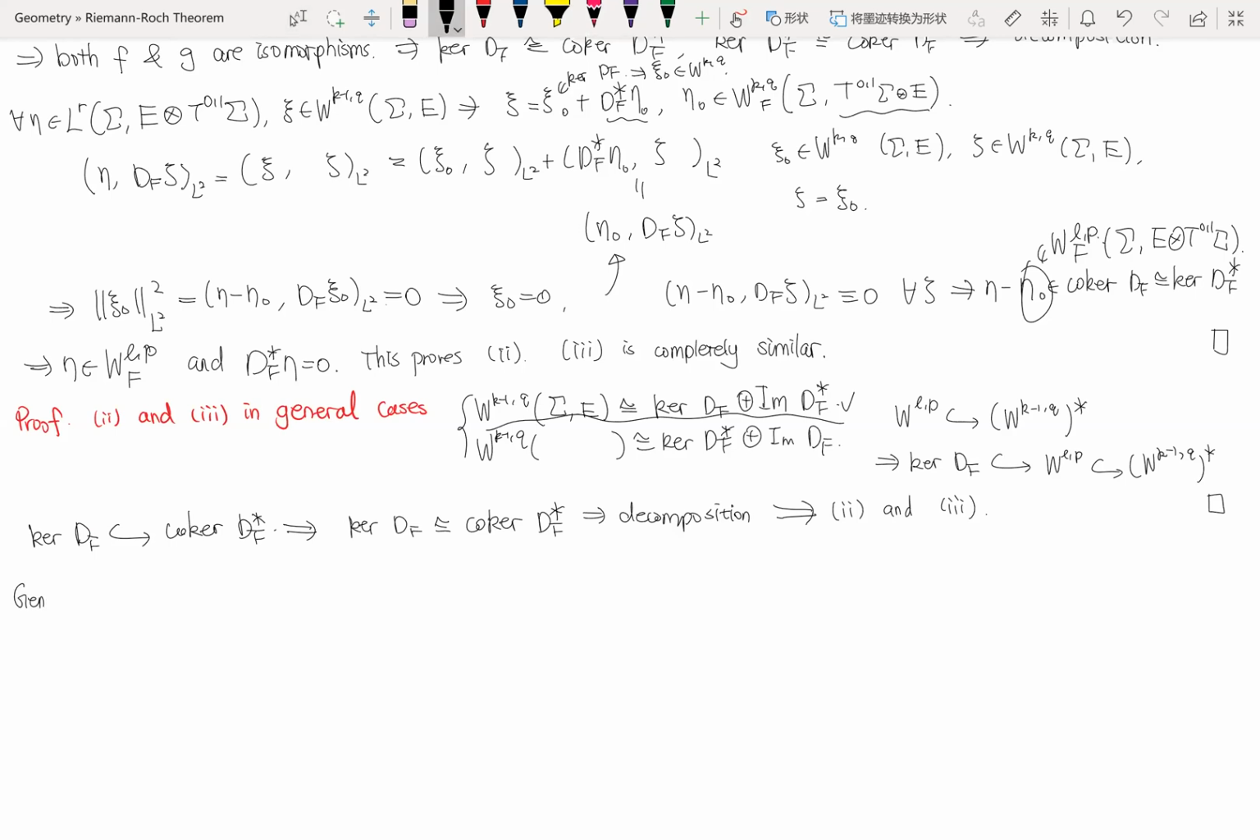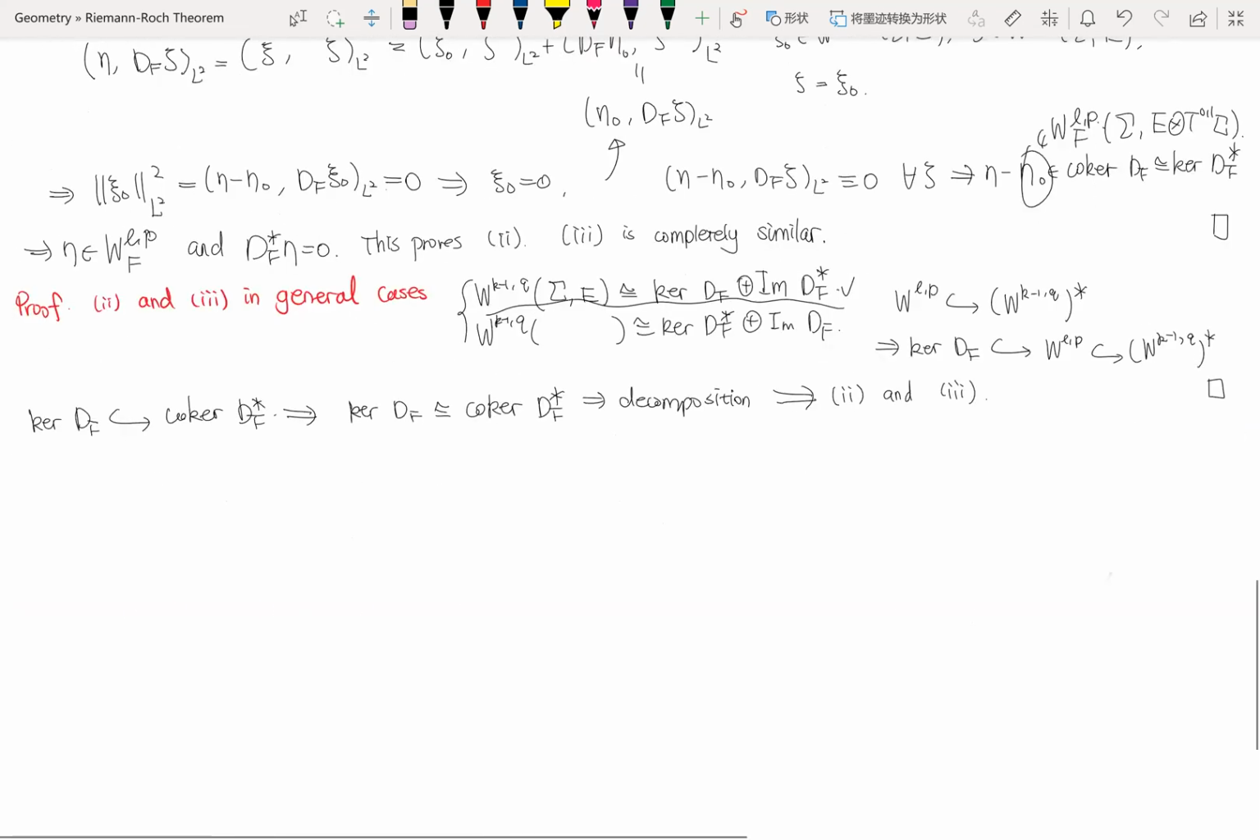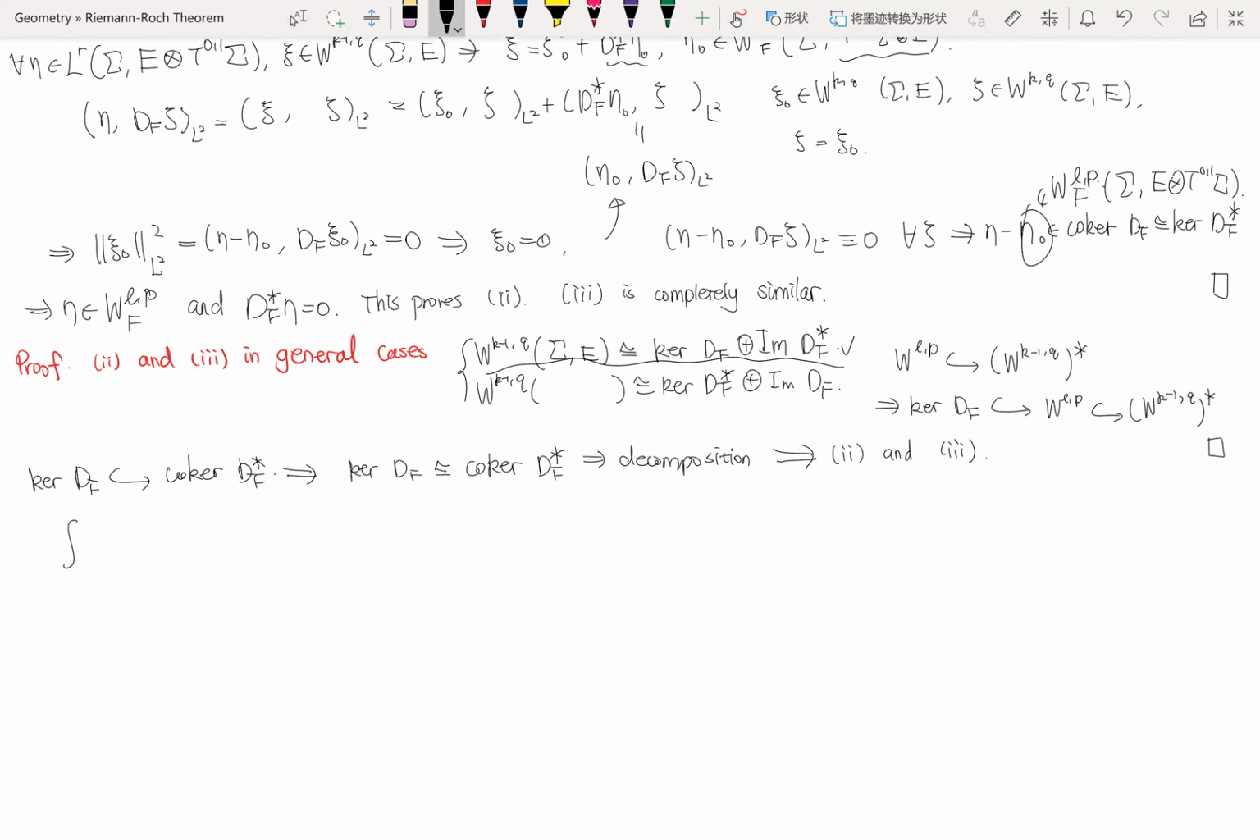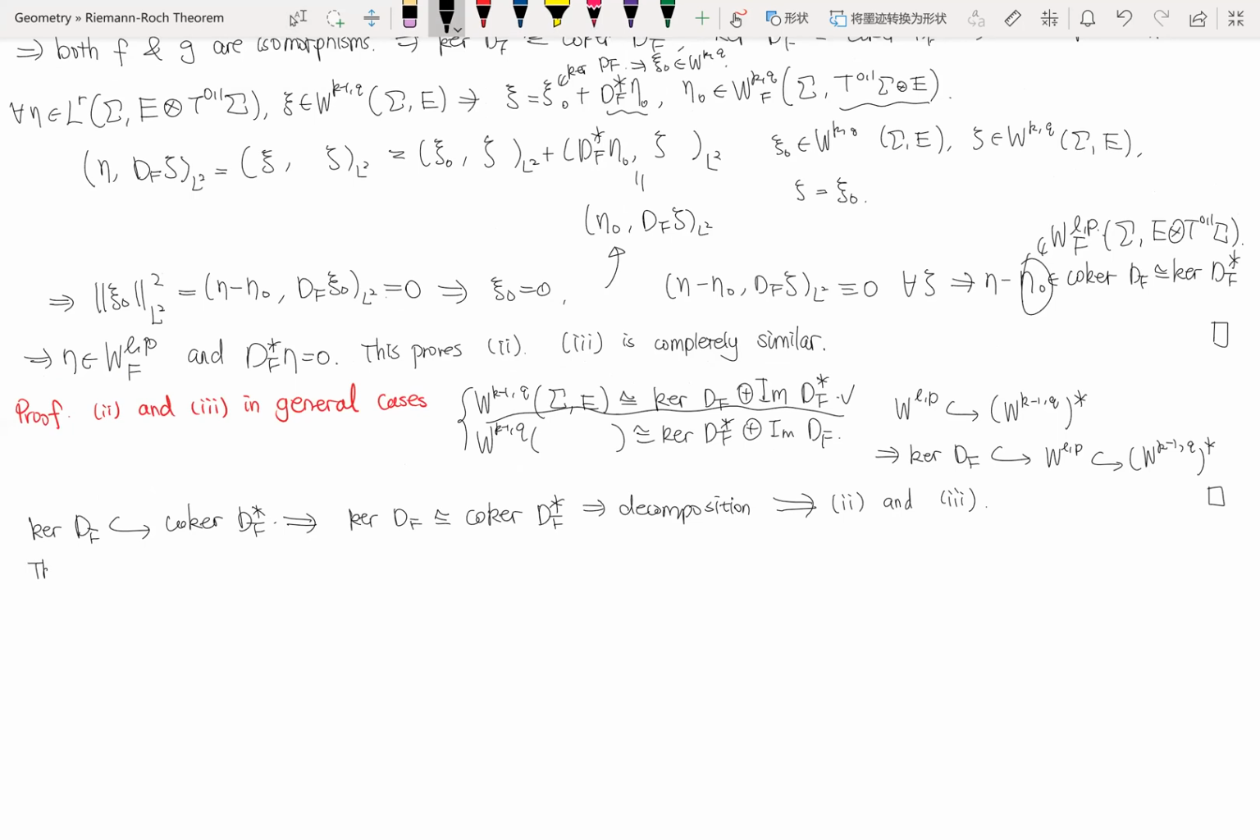So we recall that for the generalized Riemann-Roch theorem, we only need to impose that when the integration over the... yes, the generalized Riemann-Roch theorem only says that a pairing with eta and D_F zeta. And then we have the proof of the generalized Riemann-Roch theorem, the first part.